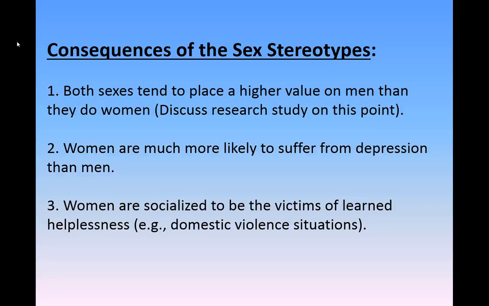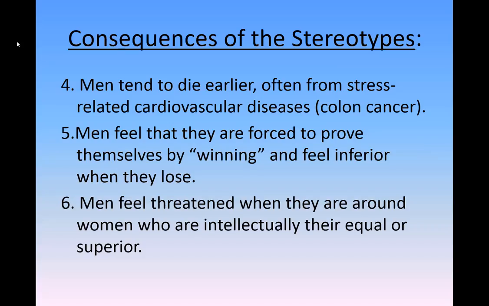Women are socialized to be the victims of learned helplessness, to somehow blame themselves. One of the sad things is that women who are victimized by domestic violence, it tends to be a pattern when they get rid of the current abuser, they end up in a somewhat similar relationship. And has anyone ever known that? Known a woman who got out of one bad relationship and the next one wasn't much better? So yeah.